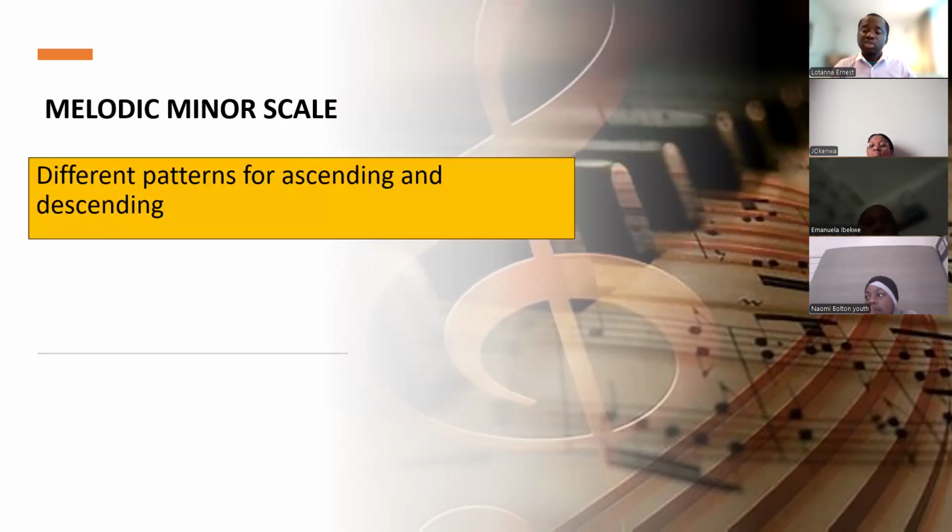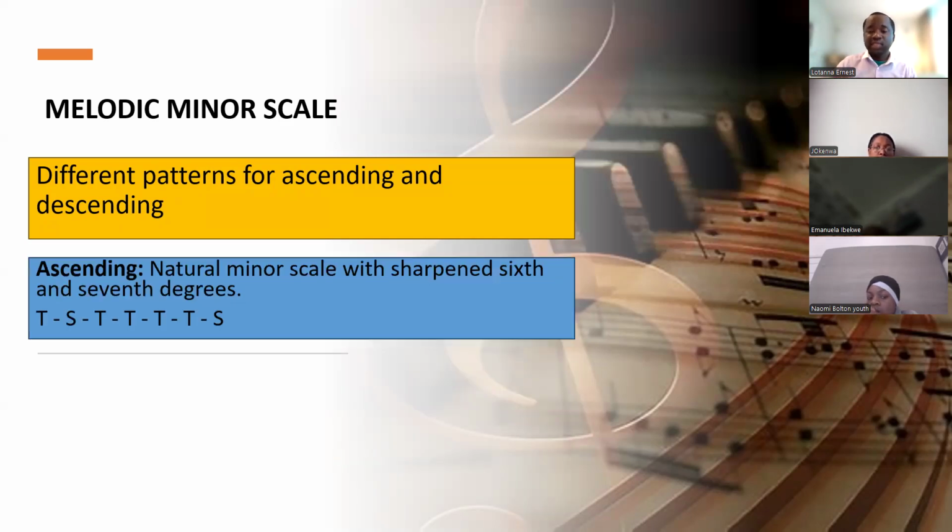You know, I've talked about natural minor scale is the same going up and coming down. Harmonic, a sharpened seventh, is the same going up and coming down. But melodic is different. Ascending is different from descending. Now, when you are ascending, what do you do? When you are ascending, it's still your natural minor scale, but you sharpen the 6th and 7th degree. Are you getting the point? So remember, harmonic, you only sharpen what? 7th. And it is the same going up and down. But for melodic, you sharpen the 6th and 7th degree.